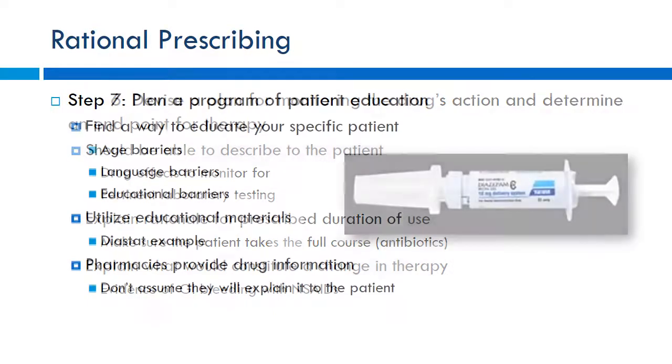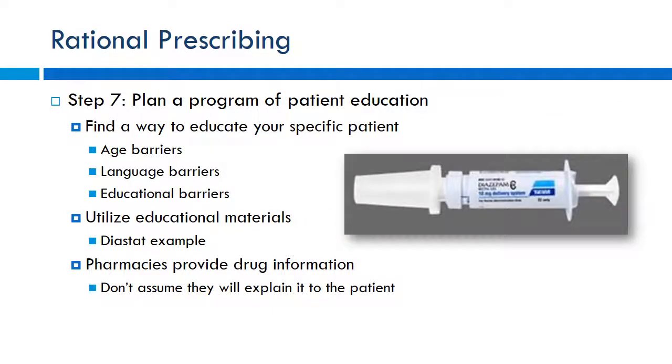Okay, so next, plan a program for patient education. Find ways you can educate your specific patients. A lot of times we run into age barriers. If the patient is very, very young, obviously they're not going to be able to understand a lot of this information. Sometimes their parents are not much better off, but you try to at least make it as patient appropriate as you can. If it's a teenager, don't talk to them like they're a little kid. Say, hey, this is why we're giving you this medication. This is what we're treating you for. This is how it works.